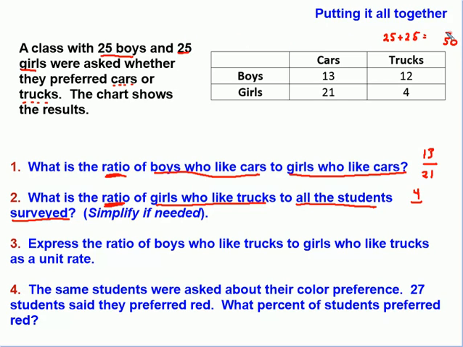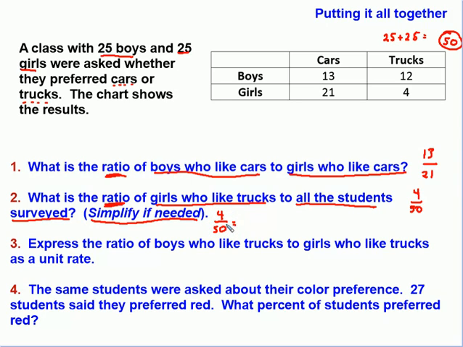which again gave us a total number of students of 50. So we wind up with 4 over 50. That's our ratio. However, we have to pay very close attention, just like we do on K-Prep, to all of the instructions. It says to simplify if needed. So we'll put 4 over 50 here, and we'll begin to simplify.